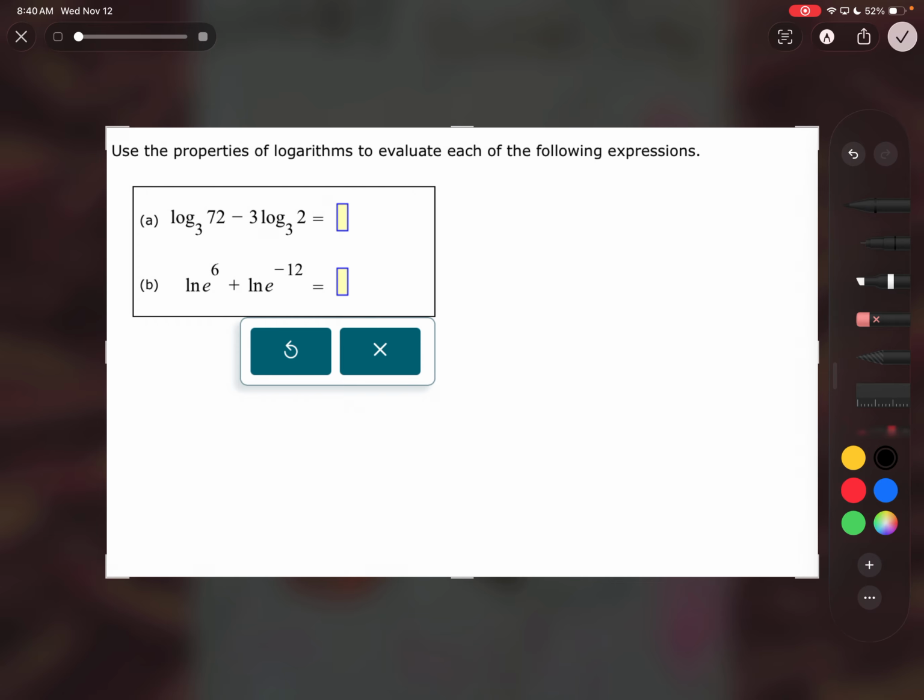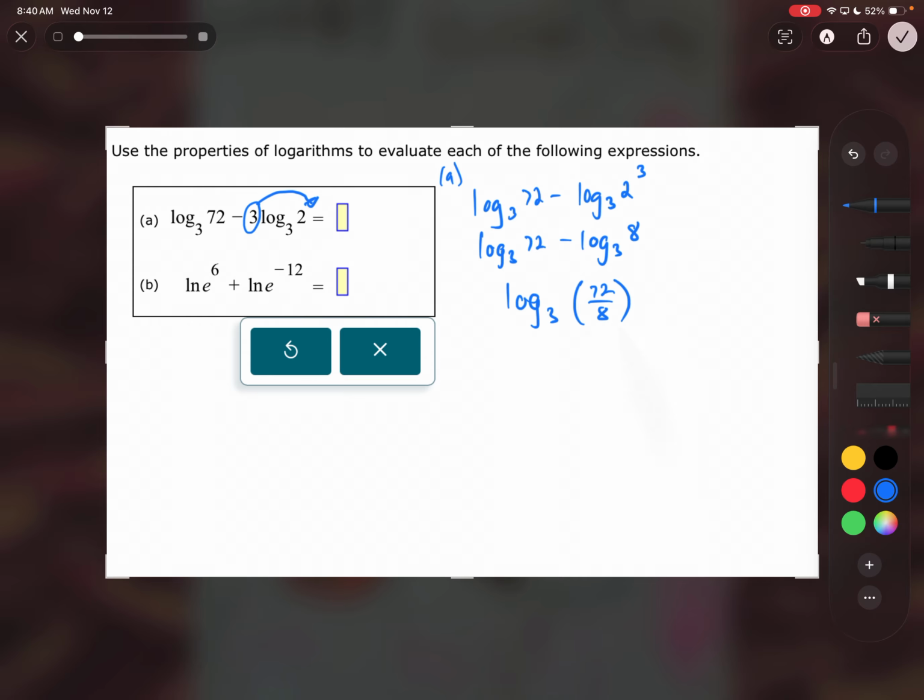So for part A, I'm going to take this 3 and move it up there. So I have log base 3 of 72 minus log base 3 of 2 to the 3rd power. 2 cubed would be 8, right? Well, minus, I could rewrite this as log base 3 of 72 over 8, which is log base 3 of 9. 3 to what power is 9? 2. 3 squared is 9.